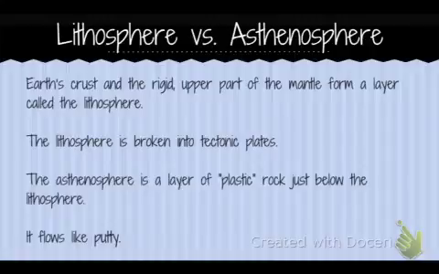The asthenosphere is a layer of plasticky rock that is just below the lithosphere. When we say plastic, it's not actually made of plastic. It's just similar in texture to a soft sort of plastic. If you melt plastic or asphalt, that's what it's like. It flows like putty, so it's very thick, very viscous. Viscous means thick material.